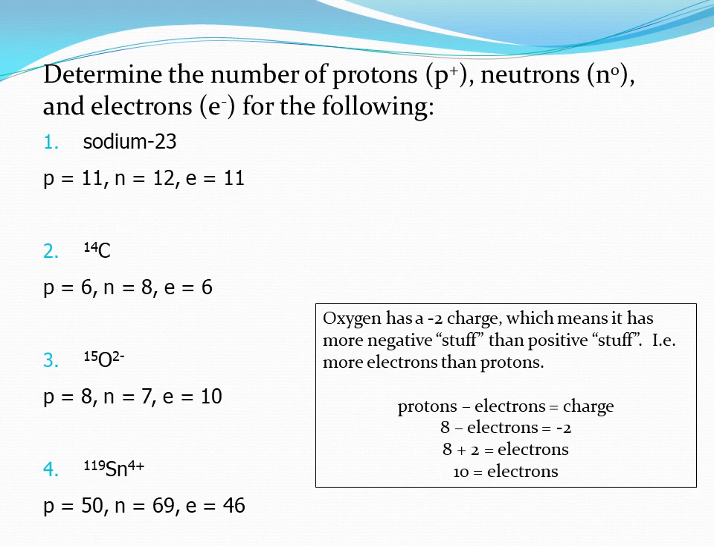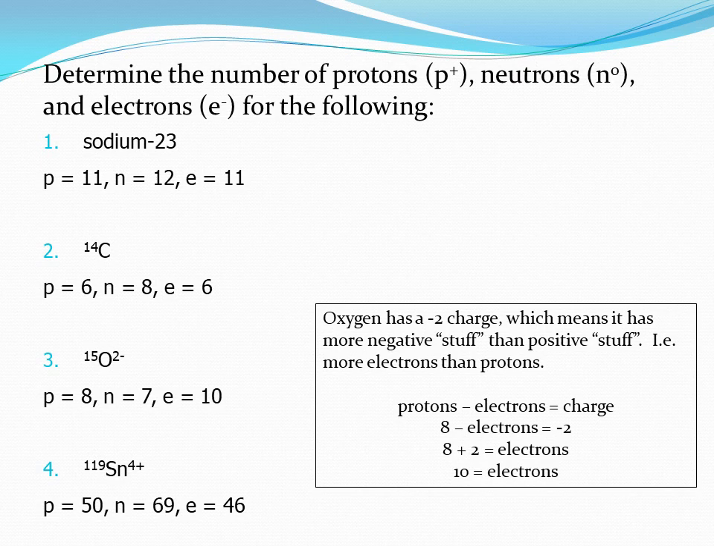So numbers 3 and 4 might get a little bit complicated. Now we have ions. Ions are charged atoms. So we have oxygen 15 with a 2- charge. So again, oxygen, you can go to the periodic table, find the number of protons. It's the atomic number 8, so there's 8 protons. With that information, you can take the mass number of 15, subtract the number of protons, and determine the number of neutrons. So 15 minus 8 is then 7.